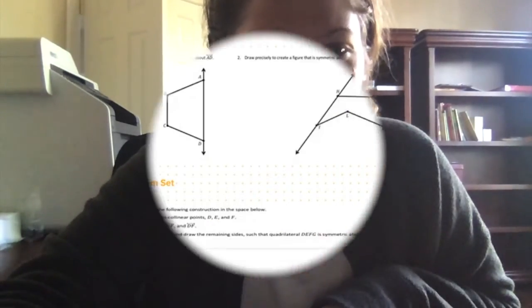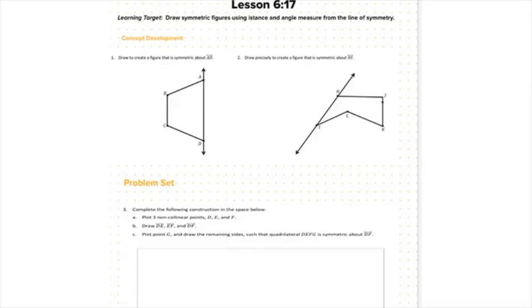How did my face at the beginning of this video represent that? All right, so we've just talked a little bit about what the line of symmetry is, right? It's equal on both sides.